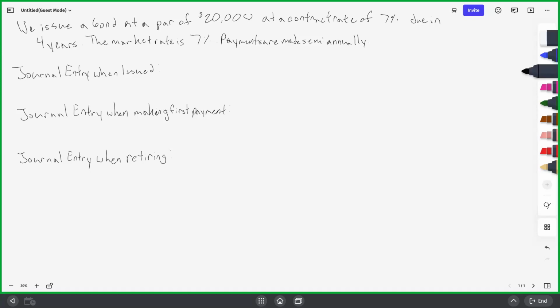All right, we're going to start going through this. First things first, what's the journal entry for when you issue this bond? Debit cash, credit notes payable. For the full amount? Yep. Should be for the full 20,000.